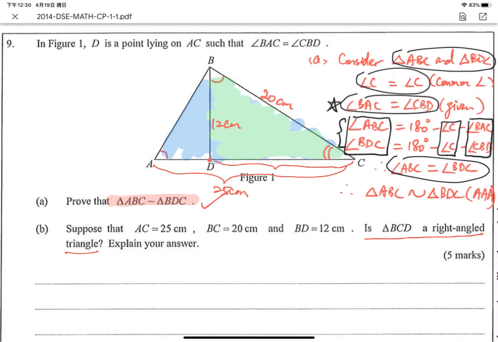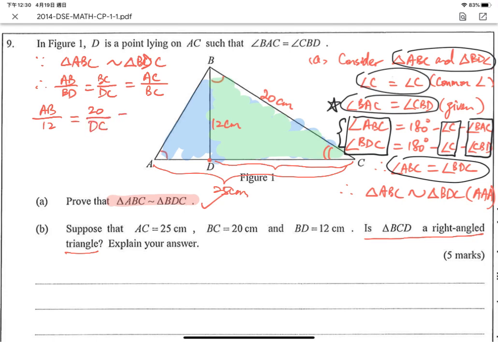Three sides are proportional. So we can say that since triangle ABC is similar to triangle BDC, we have AB over BD equals BC over DC equals AC over BC. This is the property of similar triangles, three sides proportional. AB we don't know, we just copy it down. BD we know, which is 12. BC we know, which is 20. DC we don't know, that's what we want to know. And AC is 25.